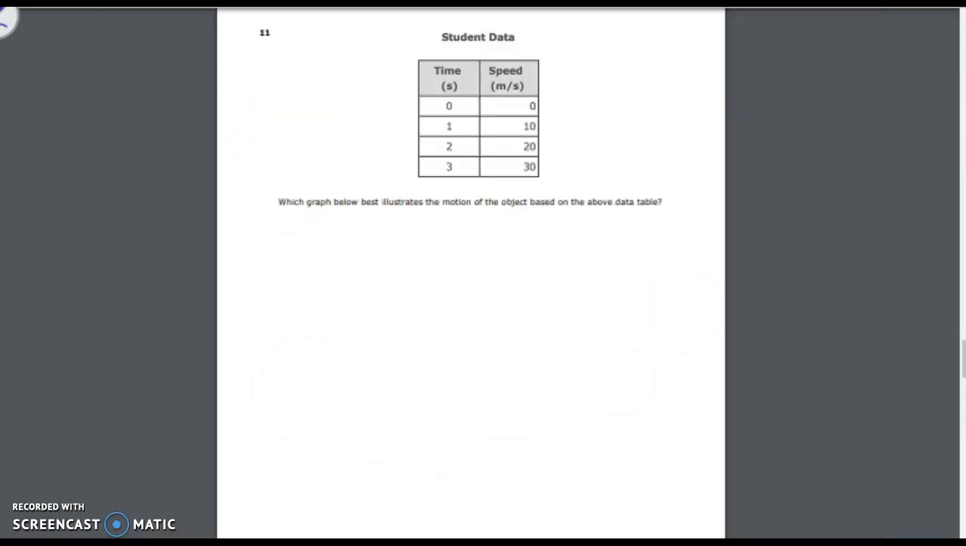Okay, number 11. Which graph best illustrates the motion of the object based on the data table? So this is a little different. This is basically a speed versus time graph, not a distance graph. So this is a little bit different, but let's look at this. We've got time that goes on as it is. This is going by tenths. So this is basically increasing at a constant rate.